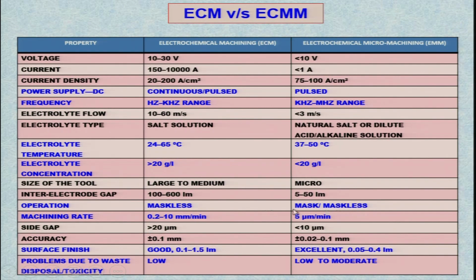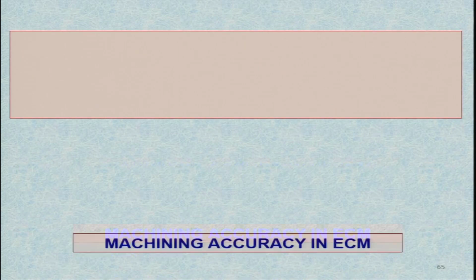Operation is maskless, and both maskless and masked can be done in case of micromachining. Machining rate is definitely low in case of micromachining compared to macromachining. And then you have the side gap I have just mentioned to you. Accuracy is reasonably good in case of micromachining, and you can have good surface finish, and low to moderate are the problems due to waste disposal or toxicity of the electrolyte, because it is not environment friendly and user friendly.